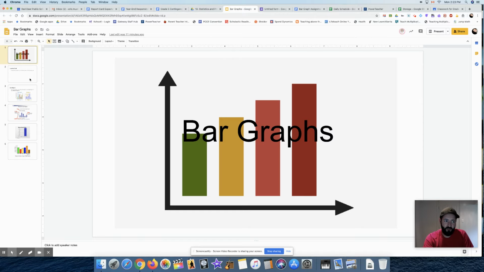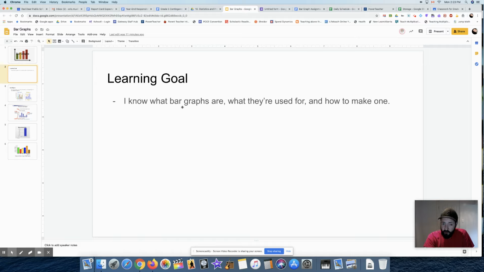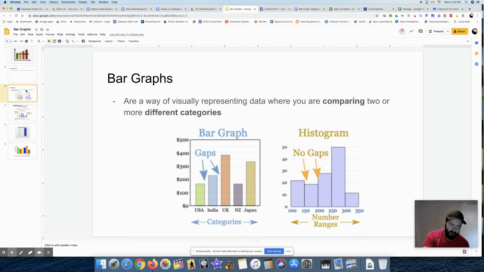So by the end of today's class, you should know what a bar graph is. You should also know what they're used for. And then we're going to teach you how to make one. And we're actually going to use the data that you collected yesterday in your Google Forms to create your very own bar graph. Okay, so let's start by talking about what a bar graph actually is.